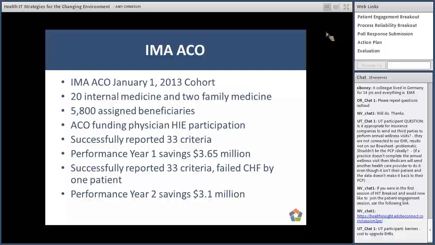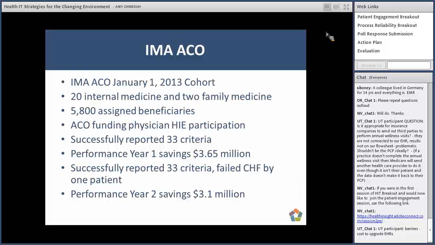The ACO, actually, if the doctor wasn't on the HIE, Healthy Nevada here locally, the ACO actually paid for them to get onto the HIE. The first toughest part is reporting on the 33 criteria that Medicare makes us track. Some of them are related to cost, some of them are related to quality initiatives. In performance year one, they saved $3.65 million. Shared savings is exactly what it sounds like. 50% stays with Medicare and 50% goes to the doctors.